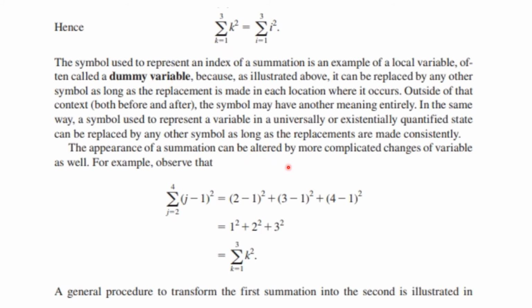And the appearance of a sum can be altered by more complicated changes of variables as well. So for example, here if you sum from j equals 2 to 4 of (j minus 1) whole squared, this is what we get. But when we simplify it, we get this, and that's the same thing as this. So you see these two represent the same sum, and in fact this would represent the same number. So both of these would be 9 and 4 is 13 and 1 is 14. So that's a change of variable, and those will often happen.